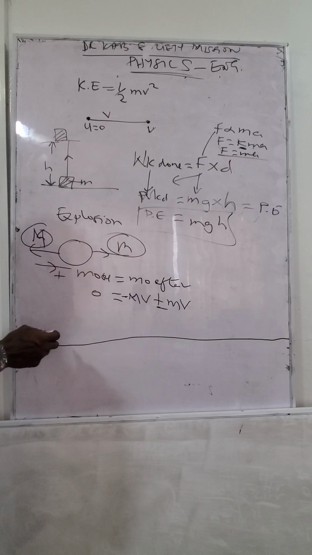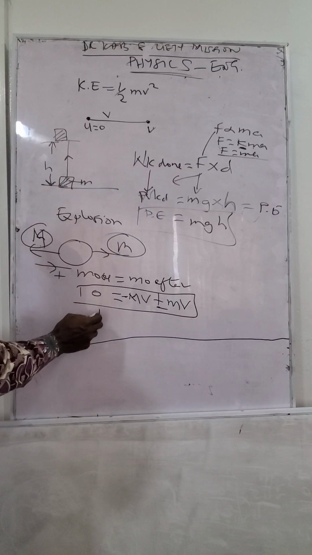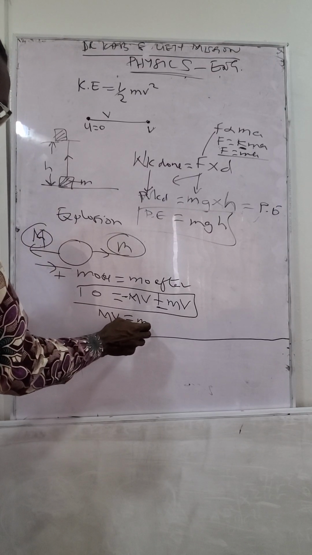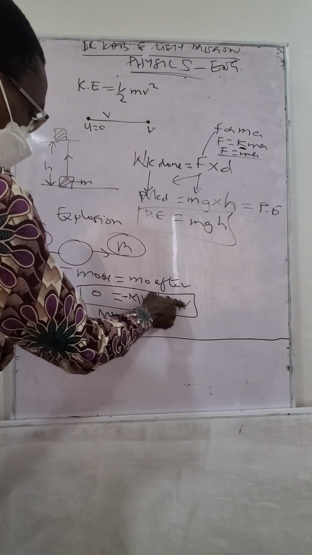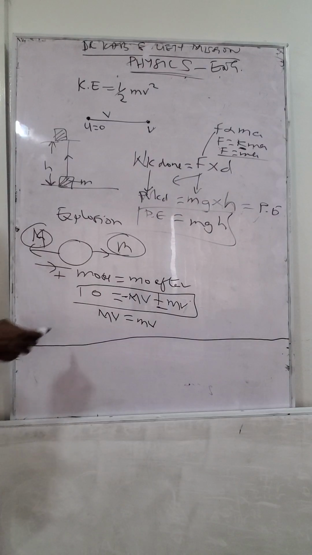From this, we can say that if we bring this one here, it becomes capital M V is equal to small m times small v. Let's make this small v, because it will move with a certain velocity. So this will be for an explosion.